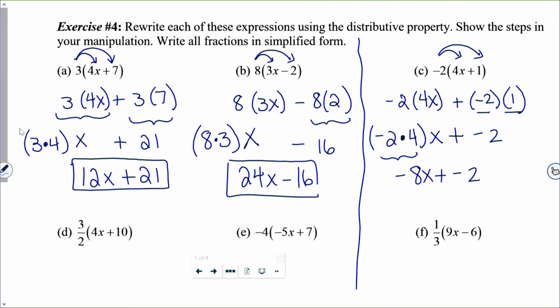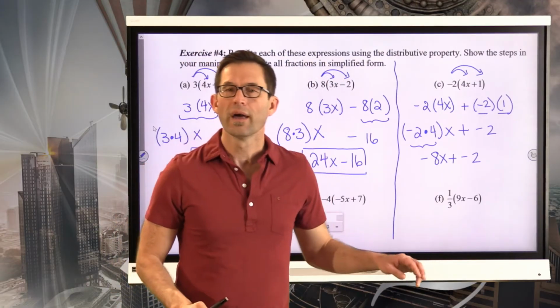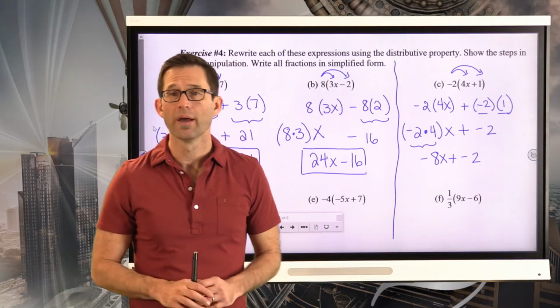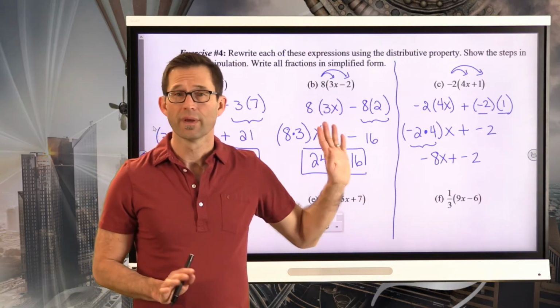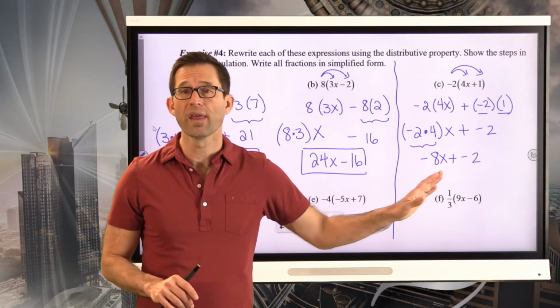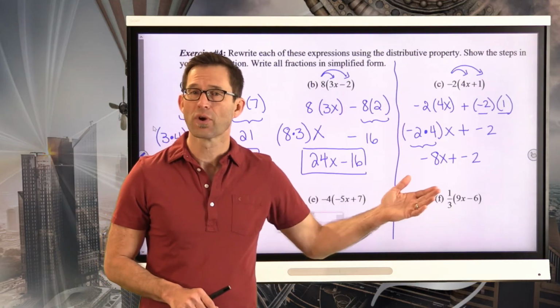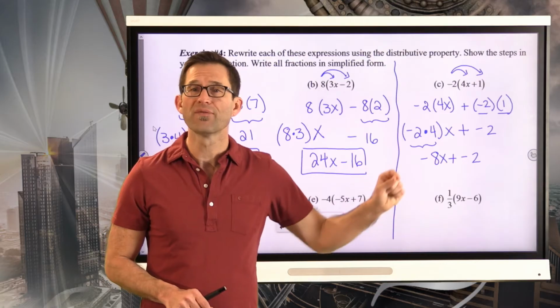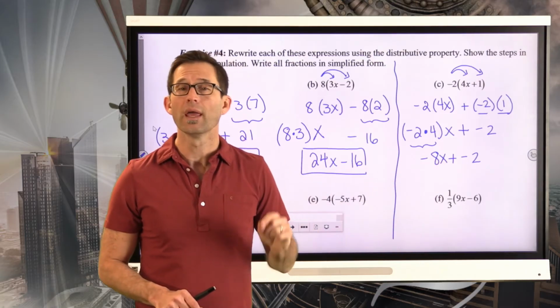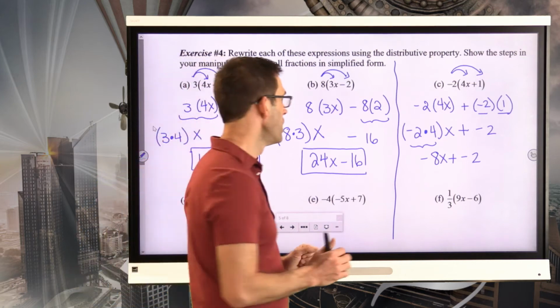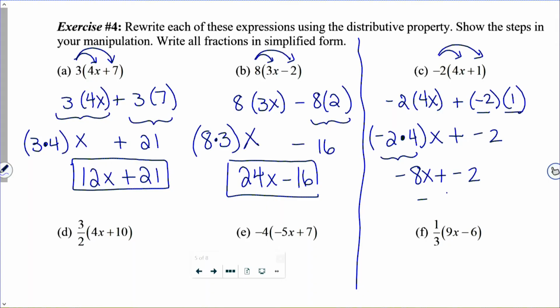Now, let's talk about this a little bit. I didn't box this in as my final answer yet, and here's why. There's nothing wrong with this. It's a completely correct answer, negative 8x plus negative 2. But the vast majority of times when you have an expression like this, it won't be left as plus negative 2. It will be rewritten as simply minus positive 2. So it'll be rewritten as negative 8 times x minus 2.